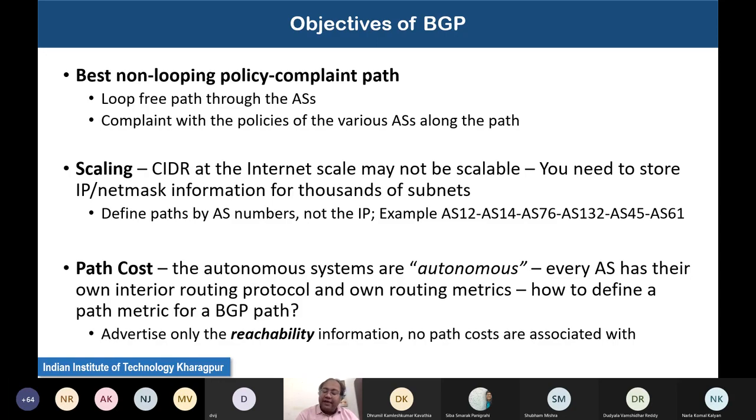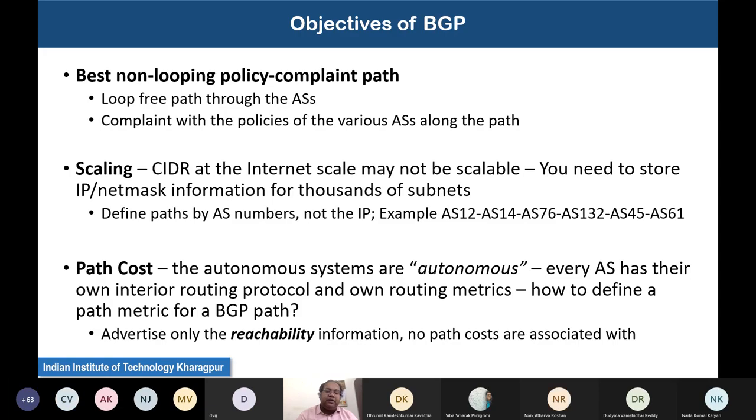Okay. Then the second is the scaling. Now CIDR at the internet scale may not be scalable, as I was mentioning earlier. I think in yesterday's class, one of you asked this question: if I need to prepare a routing table for the global internet based on CIDR, the size of the routing table is going to be huge. So that kind of idea is not scalable.